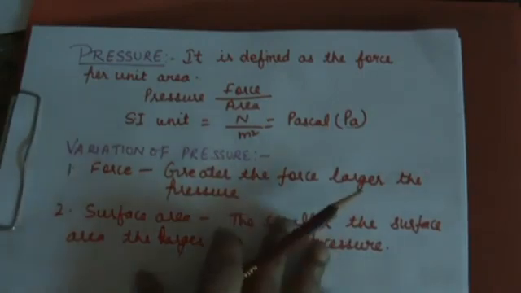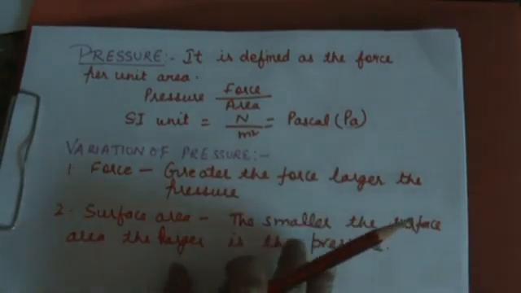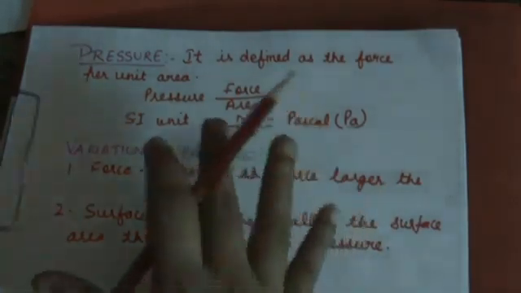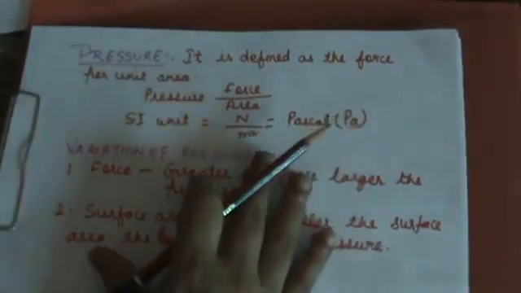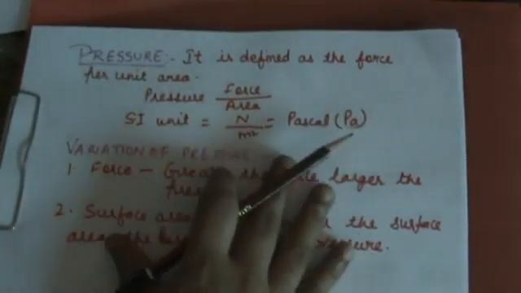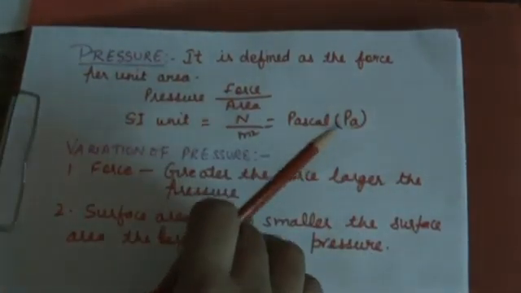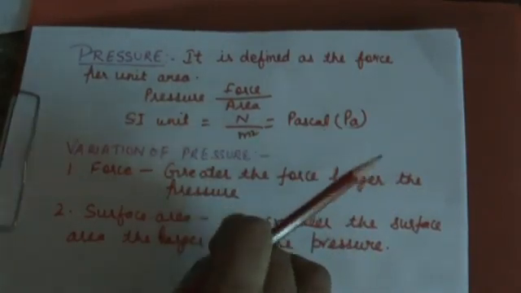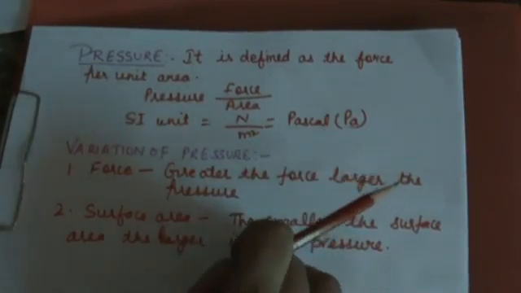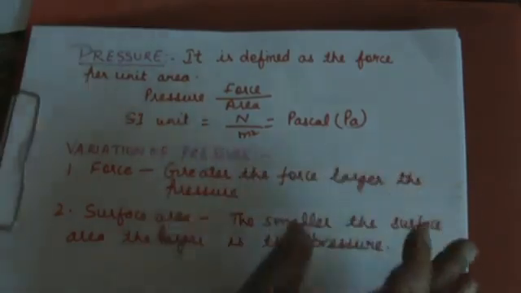For example, we can take the example of a camel. A camel has broad feet that spread on the surface, and the force applied by the camel's weight is over a large area. As a result, the feet of the camel do not sink deep into the sand, and it helps the camel to move quickly in the desert.